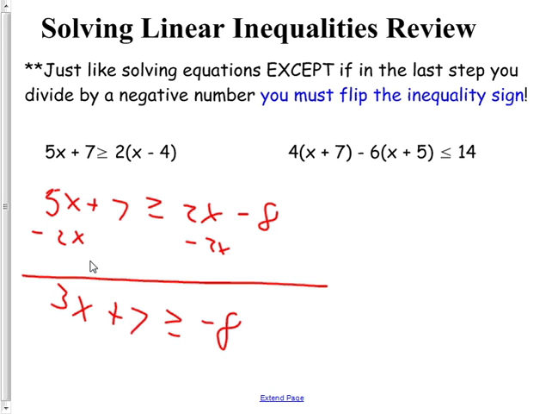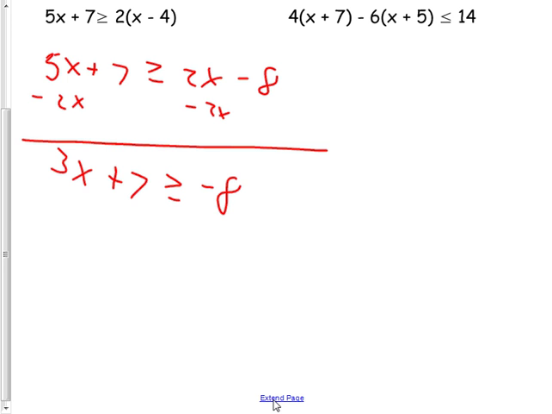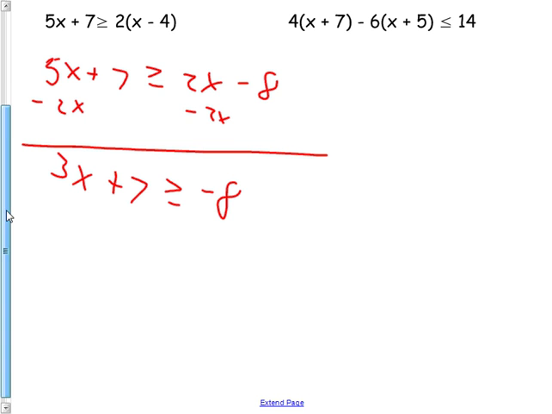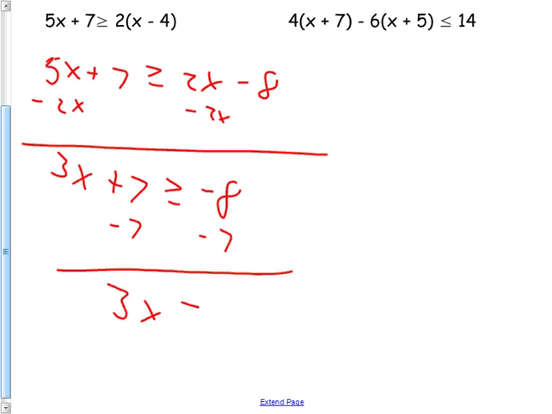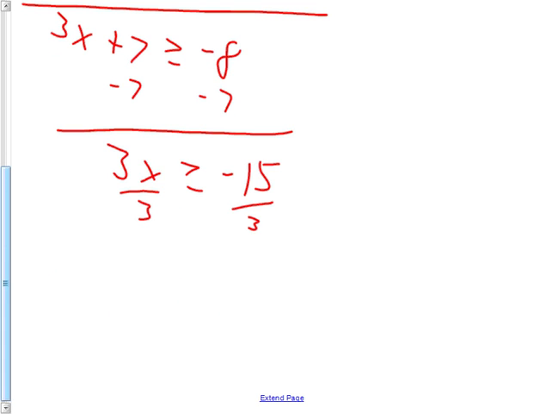Okay, so we're talking about solving linear equations, and linear inequalities are kind of like equations, and they solve the same way. I'm just solving this one here, and so far I haven't multiplied or divided by a negative, so I'm fine. I'm going to now subtract 7 from both sides. 3x greater than or equal to negative 15, and then I divide by 3 on both sides. I never had to switch the sign.